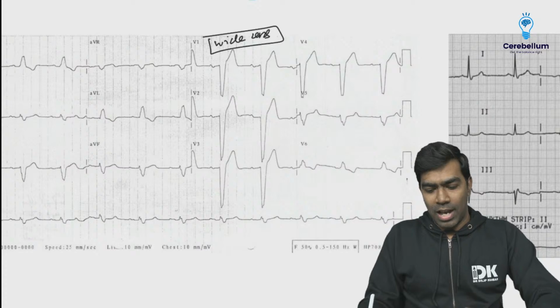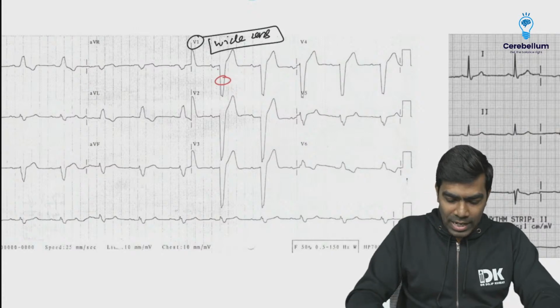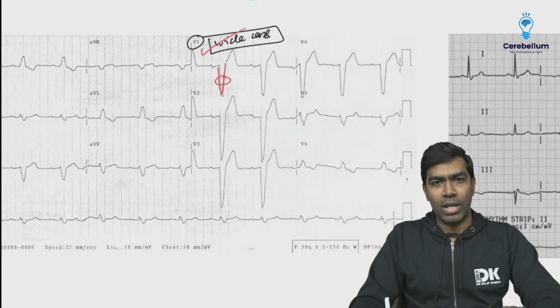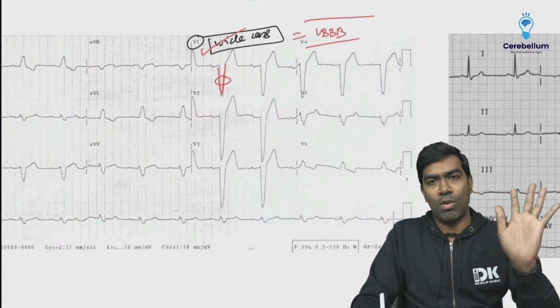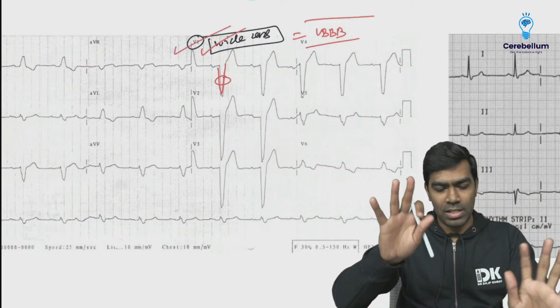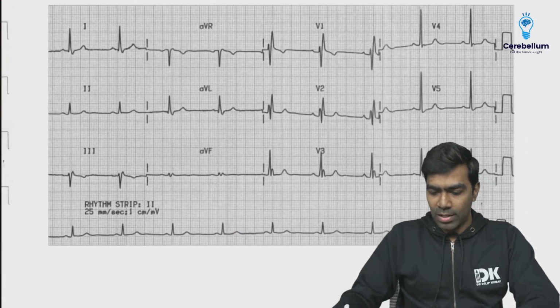Number 1. Along with that, in V1, if you see a predominantly negative deflection like this, along with the wide QRS, that is equivalent to left bundle branch block pattern or left bundle branch block morphology. That's it. This is the simplest and easiest way to diagnose a left bundle branch block pattern and morphology.